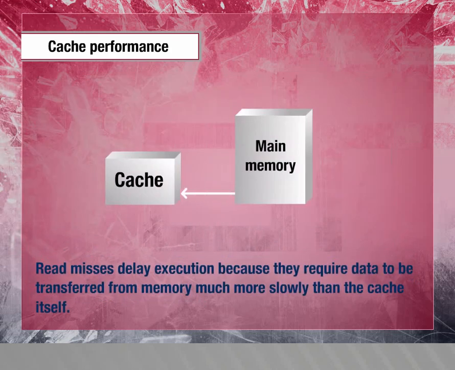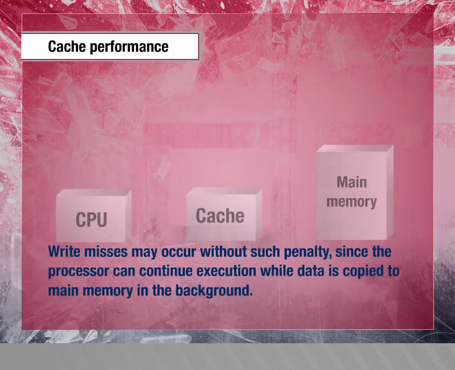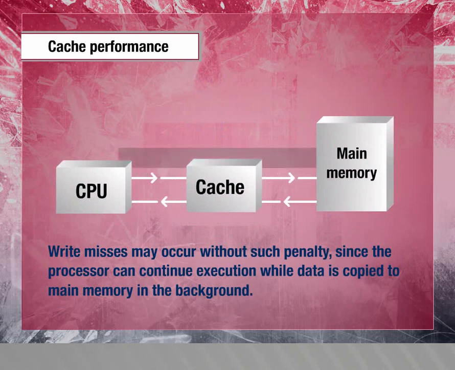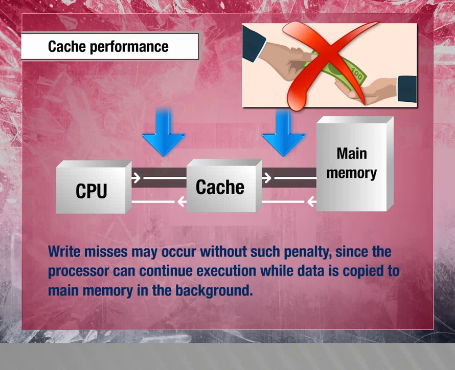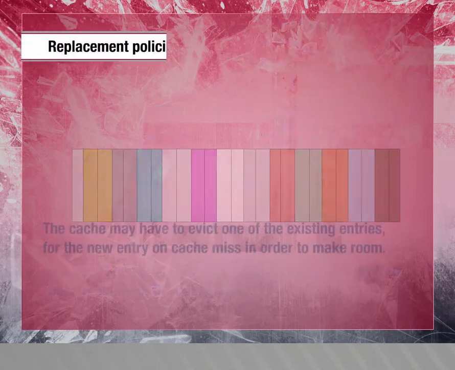Read misses delay execution because they require data to be transferred from memory, which is much slower than the cache. Write misses may occur without such a penalty, since the processor can continue execution while data is copied to main memory in the background.